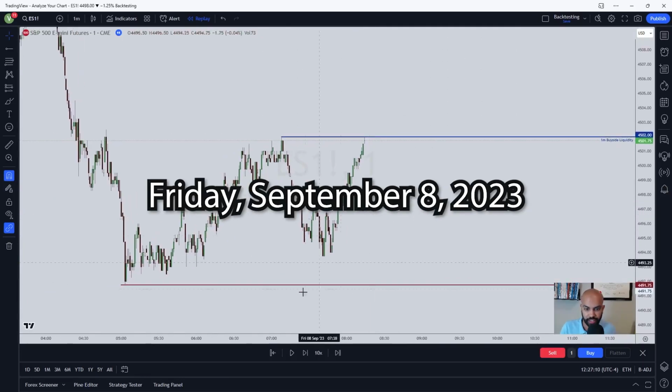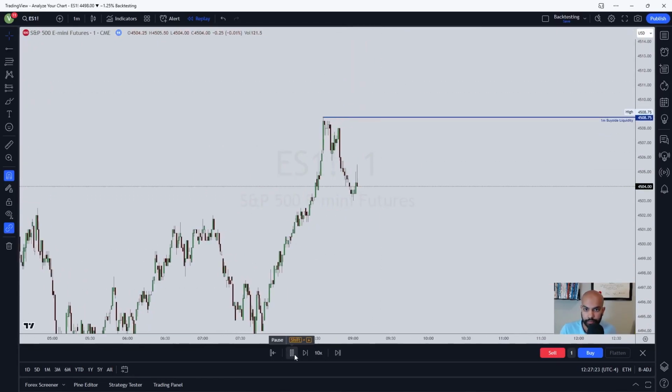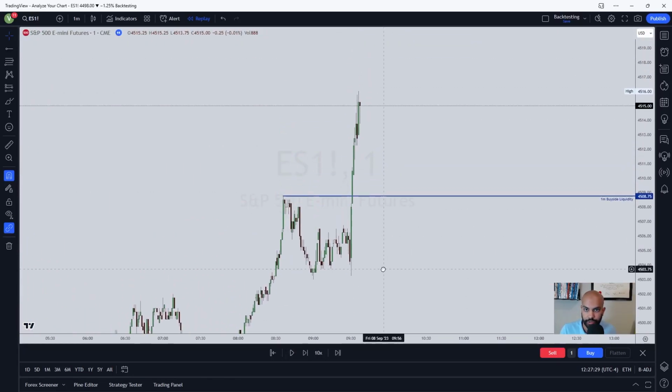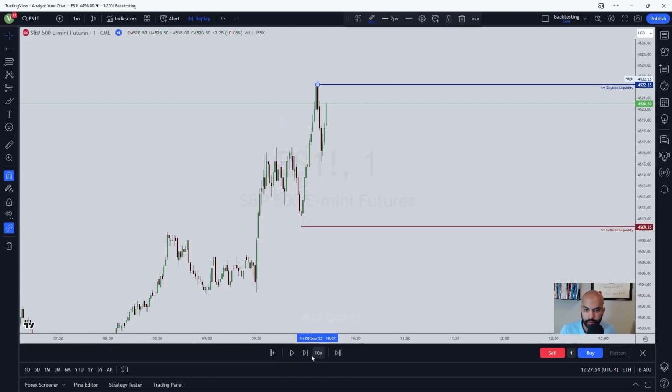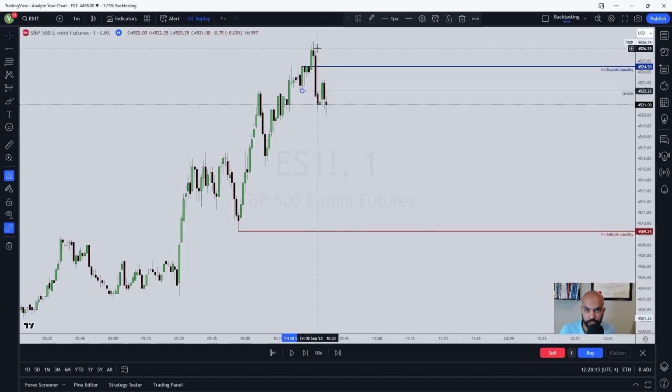All right, it's Friday, the last day. Let's do this backtest quick. And then 9:30 just shoots up. So yeah, nothing here we could participate in. Price does sweep liquidity, breaks down. There's a change of character right here. There's a fair value gap order block, and price comes right into it.